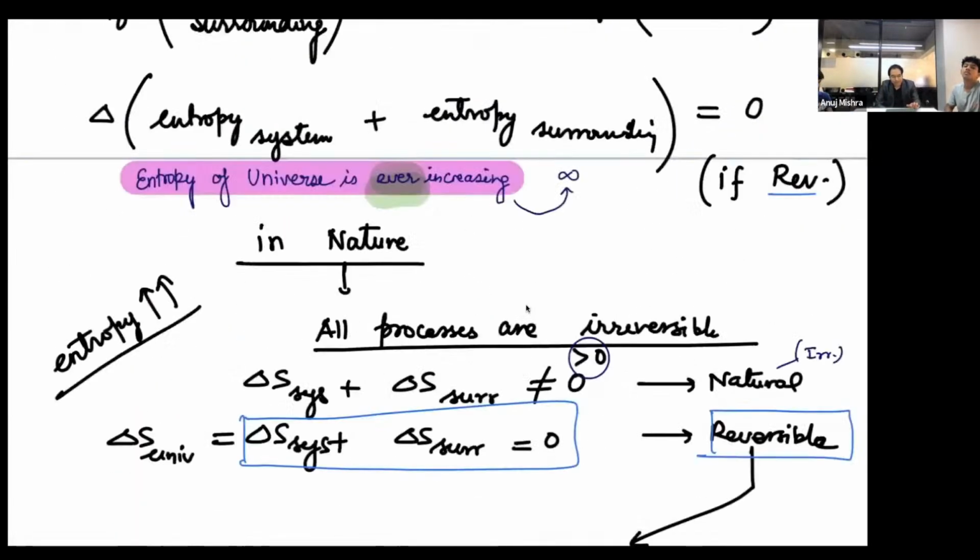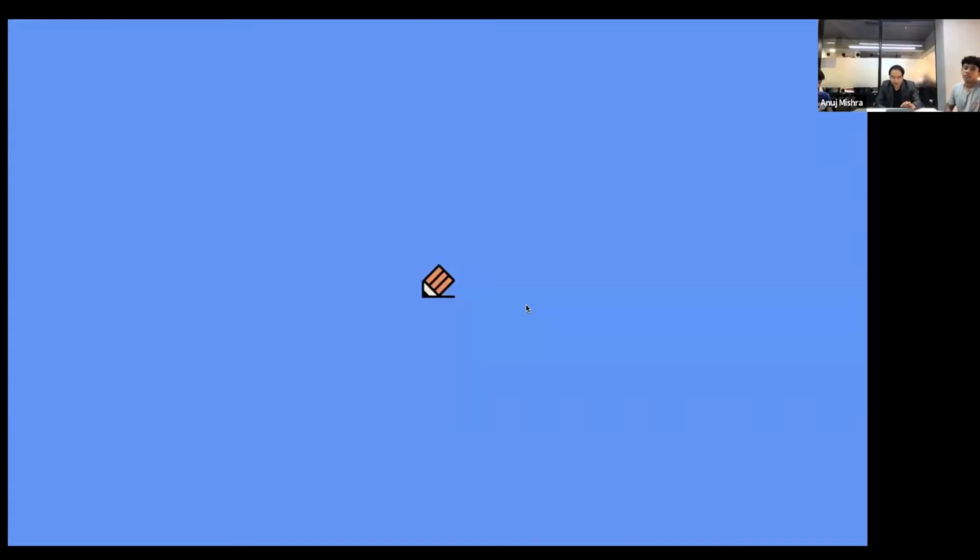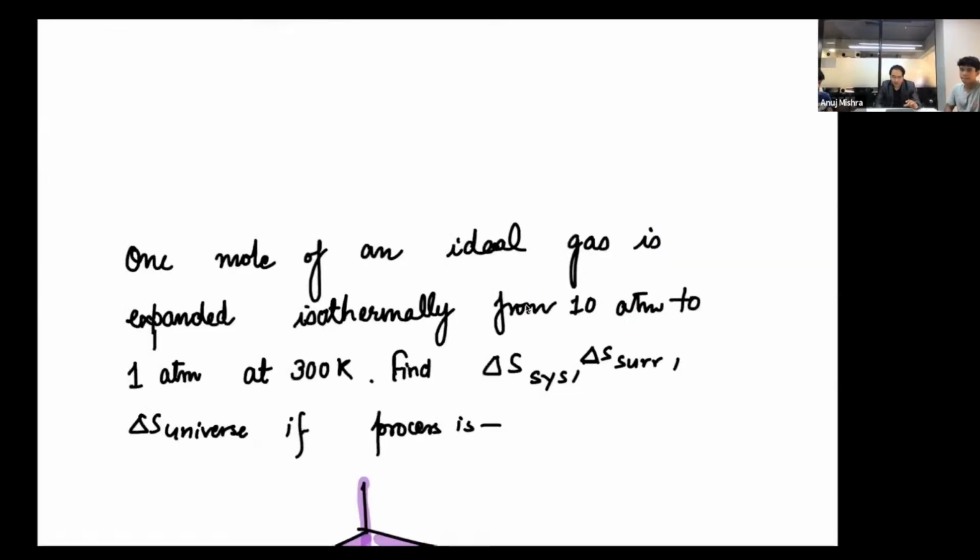So now if it is clear, let's come back and go case by case, solve questions and try to understand. Write the first question. 1 mole of an ideal gas is expanded isothermally.